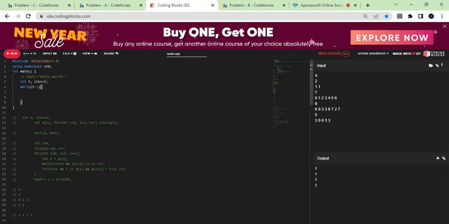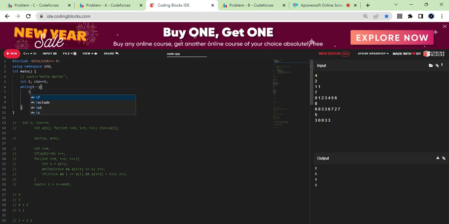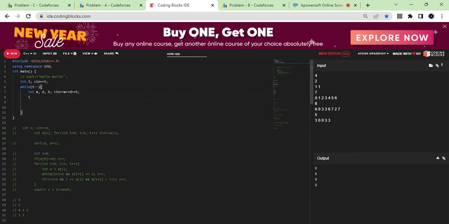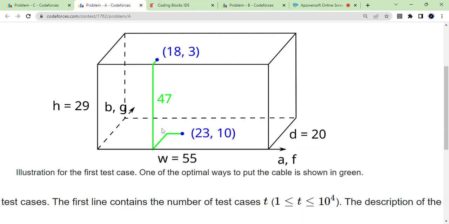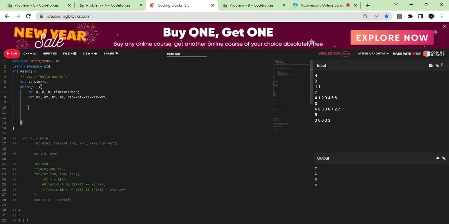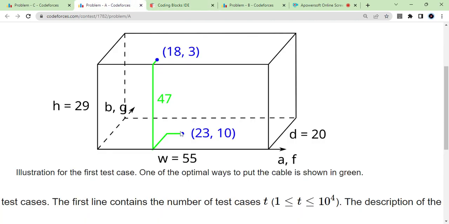So let's see. Input: W, D, height, then A1, A2, B1, B2, the four points. That's all about it. Input, and then we'll calculate this. One thing is for sure: obviously in every case, you have to move this h length upwards. So this height, because this is the base.